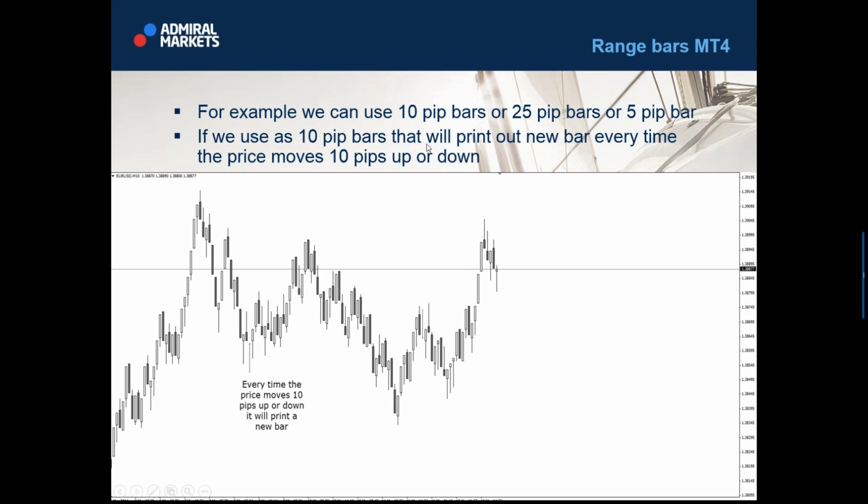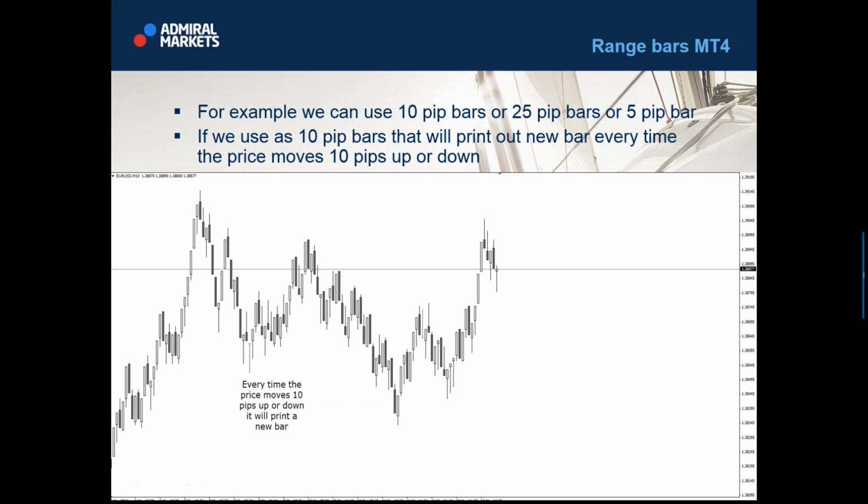This is just for example. If you use 10 pip bars, that will print out a new bar every time the price moves 10 pips up or down. So these are 10 pip range bars. Every time the price moves 10 pips up or down, it will print a new bar. Okay. So the biggest advantage of using range bars is its volatility.